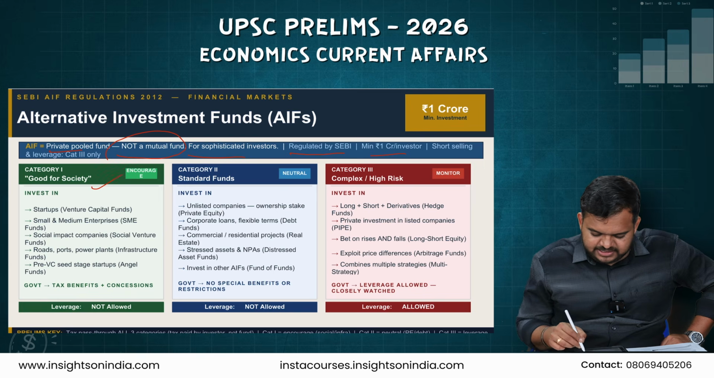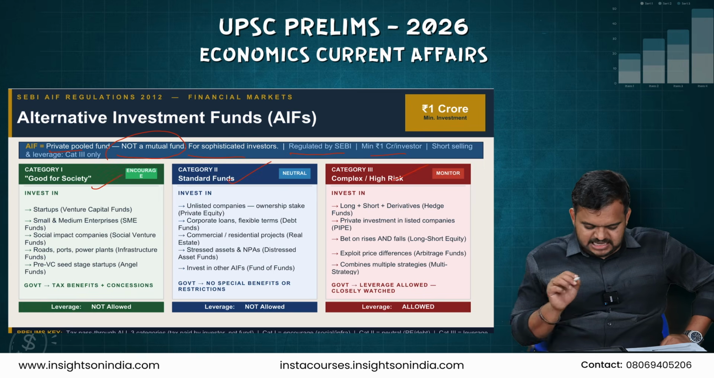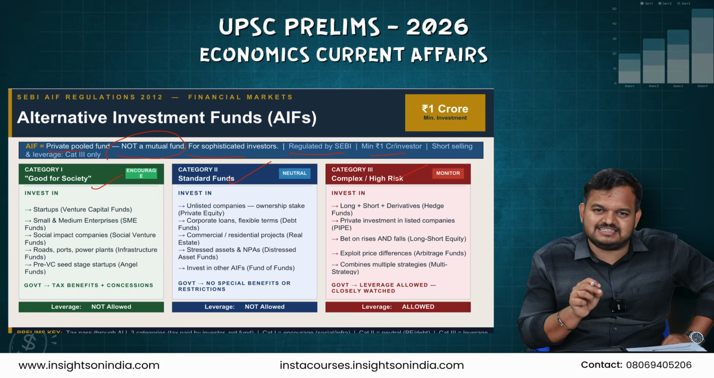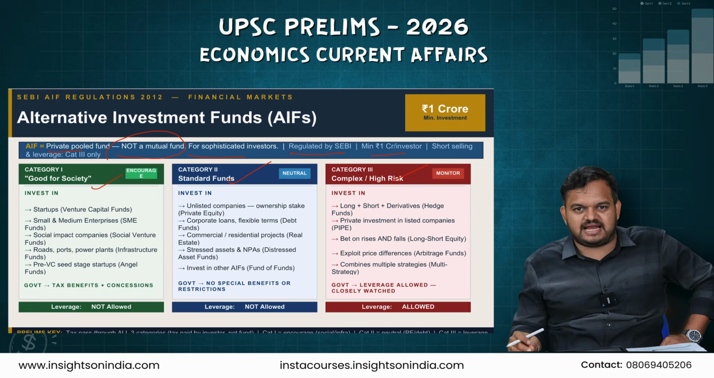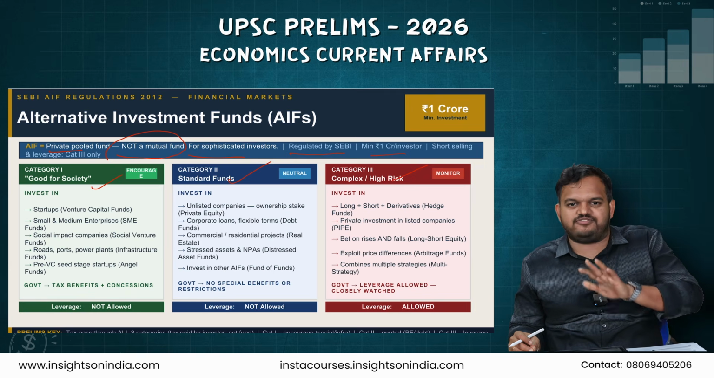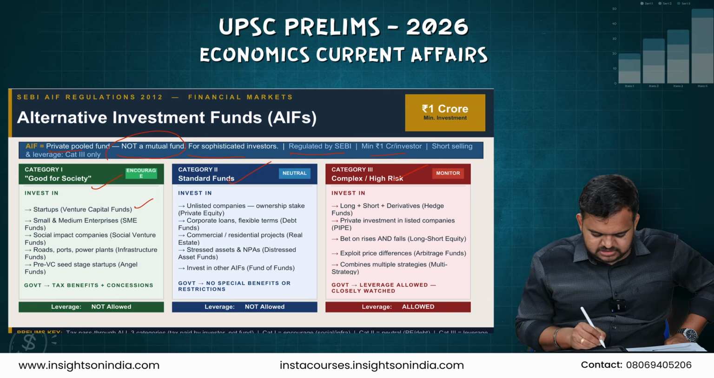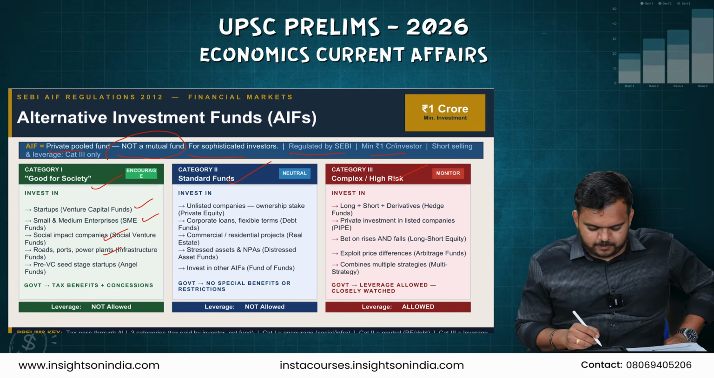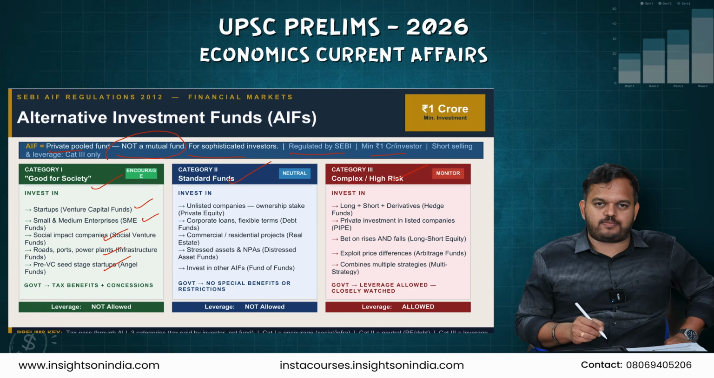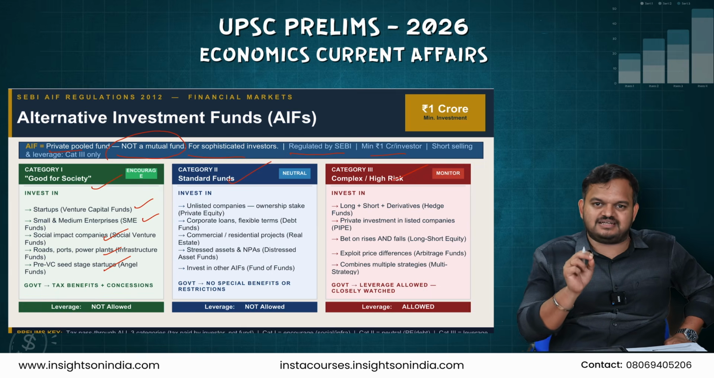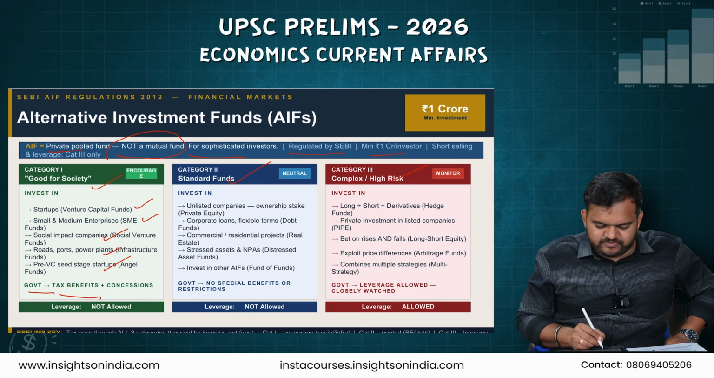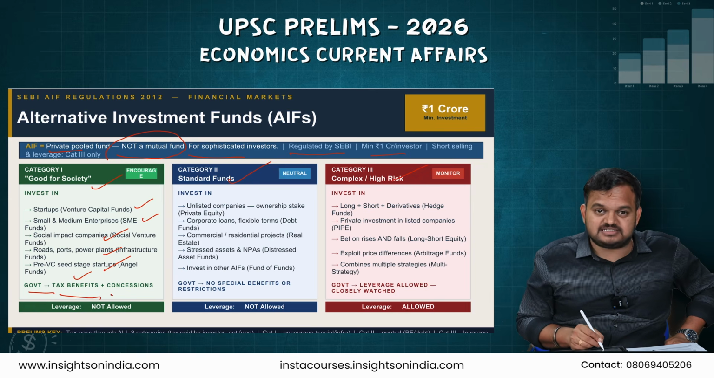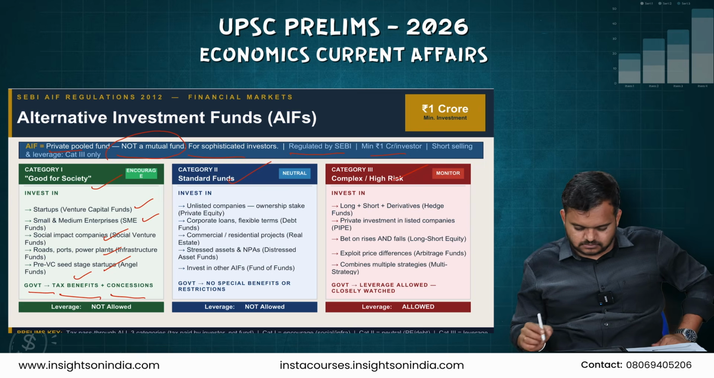Now, what is category 1, category 2, category 3? Remember this, category 1, least risk. These funds are invested in social purposes, social activities which are good for society, not merely for profit making. Startups, small and medium enterprises, social impact companies, roads, ports, power plants, etc. These kinds of projects are identified with less risk, that means less leverage, and government also provides certain tax benefits and concessions. There is government support.